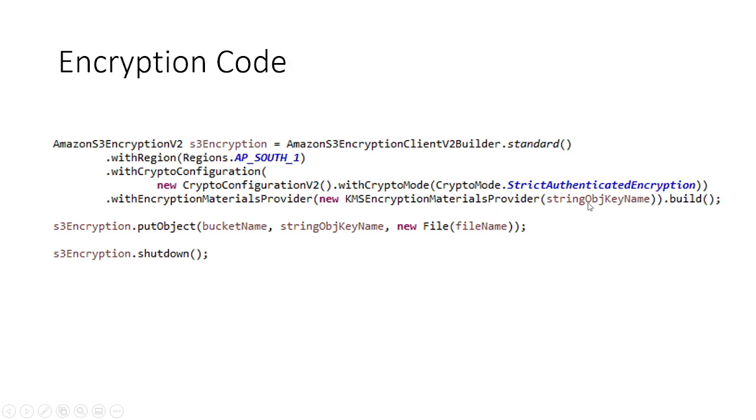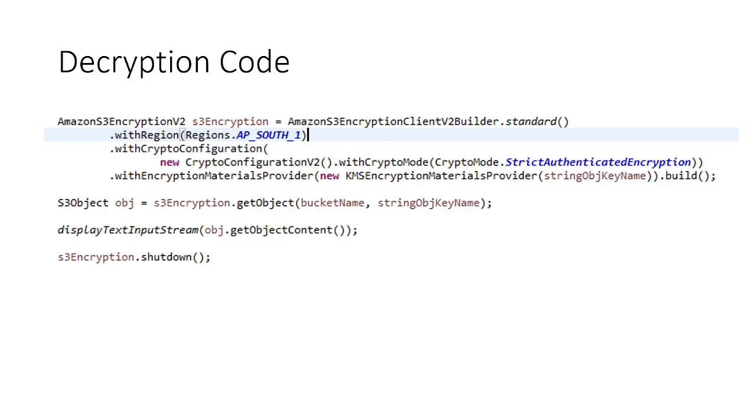Apart from that, here is the object key. This is the key ID that you can get from your KMS console, and you can put that key ID over here. Next, we are calling the put object method, where we are passing the bucket name, key, and the file name. And then once the encrypted object has been uploaded, we are simply shutting down the encryption method, so it will close the connection. So this is the encryption code.